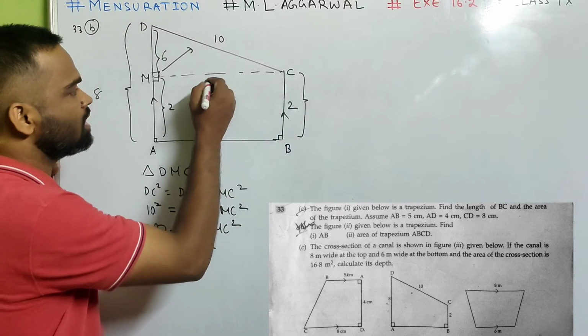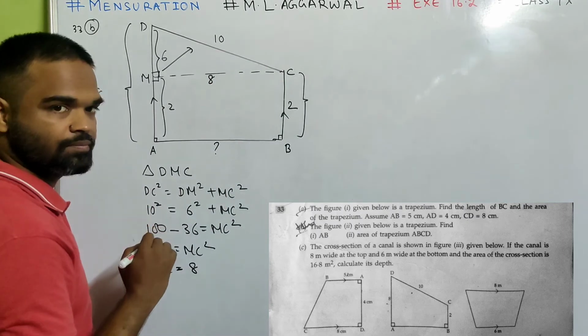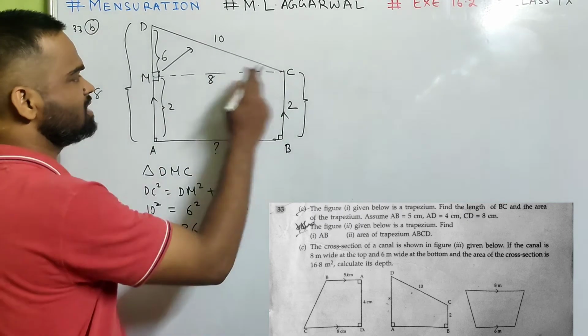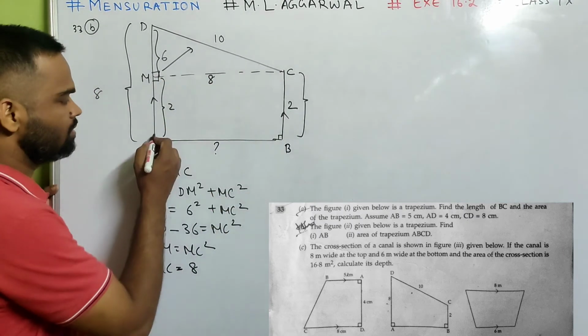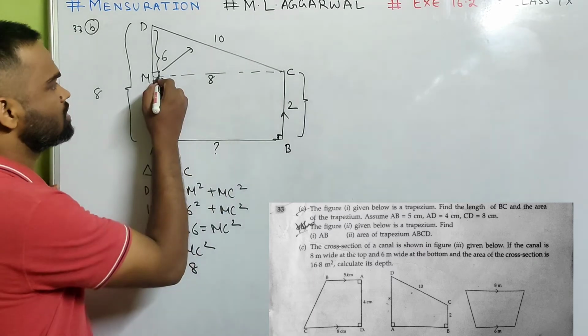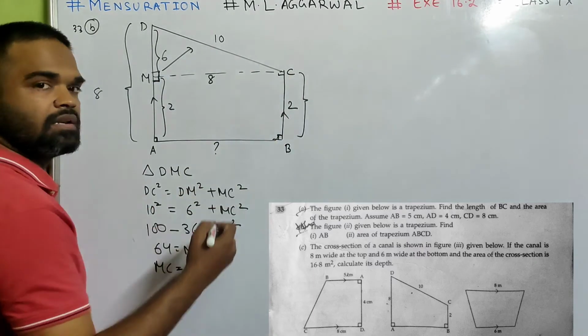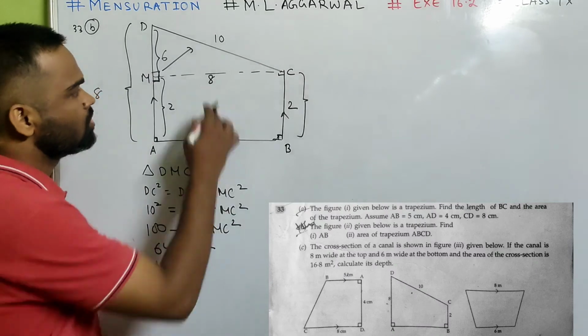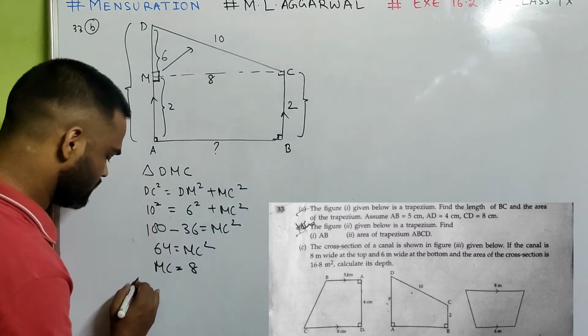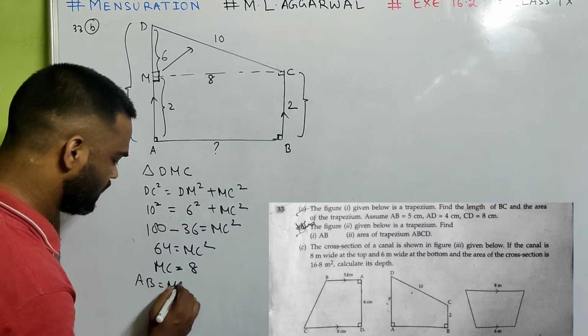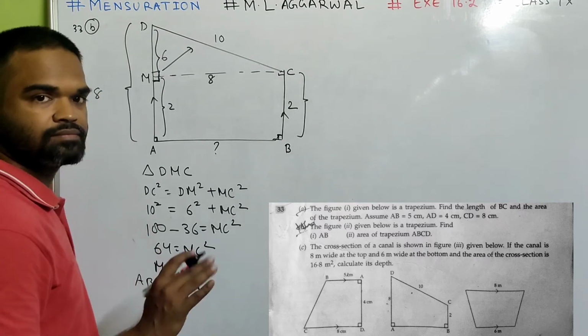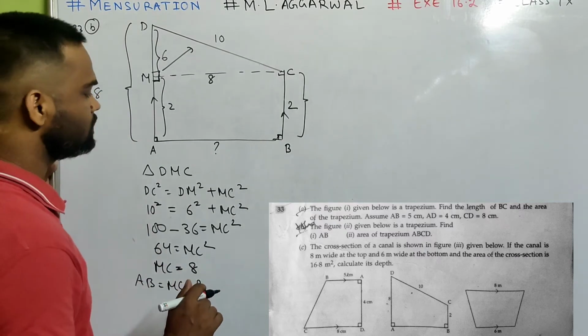So if MC is 8 unit, then look over here, ABCM is a rectangle, 90 degree, 90 degree, this is also 90 degree. All the angles are 90 degree. It's a rectangle only. So opposite sides will be equal, which means AB is equal to MC, which is 8 unit. Yes or no? Chalo.